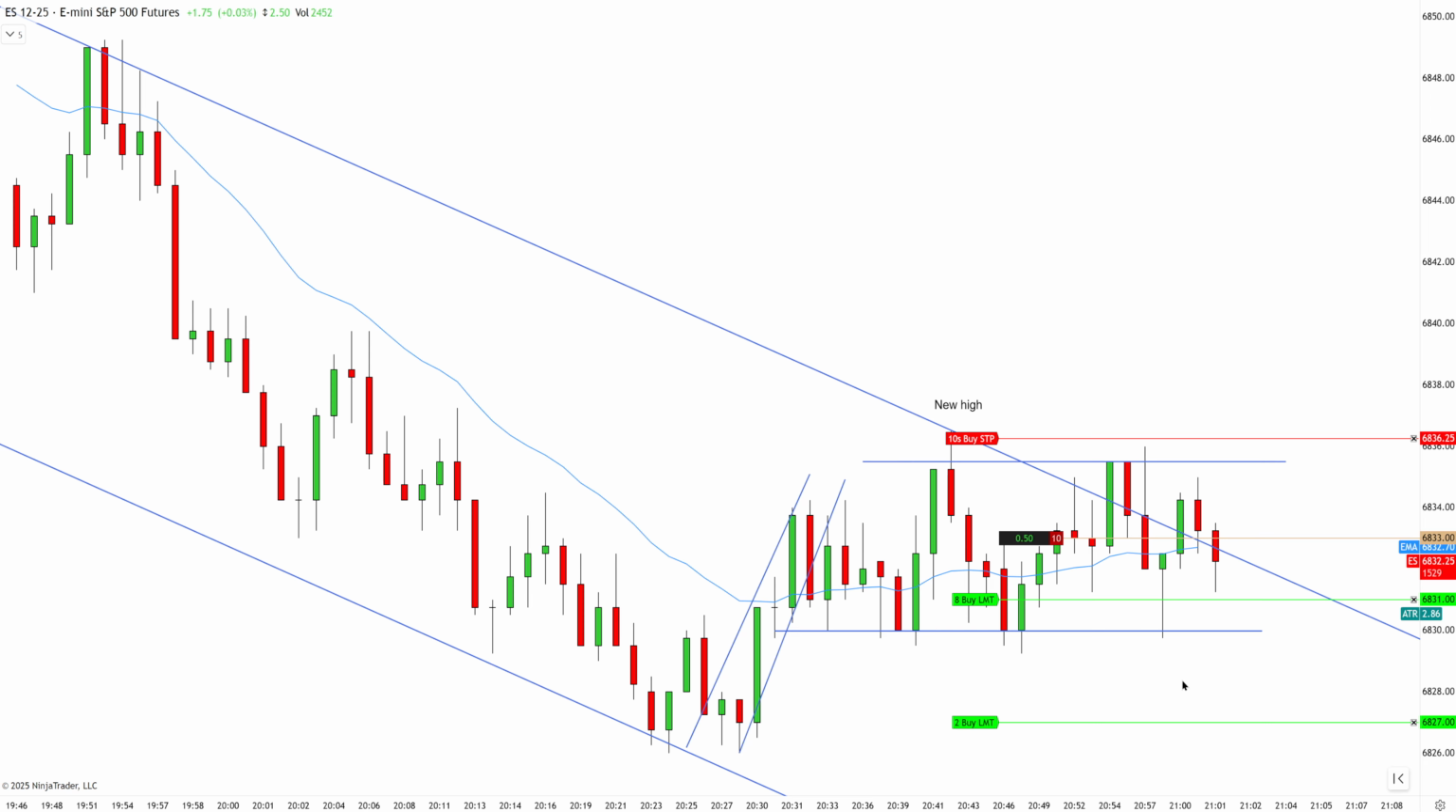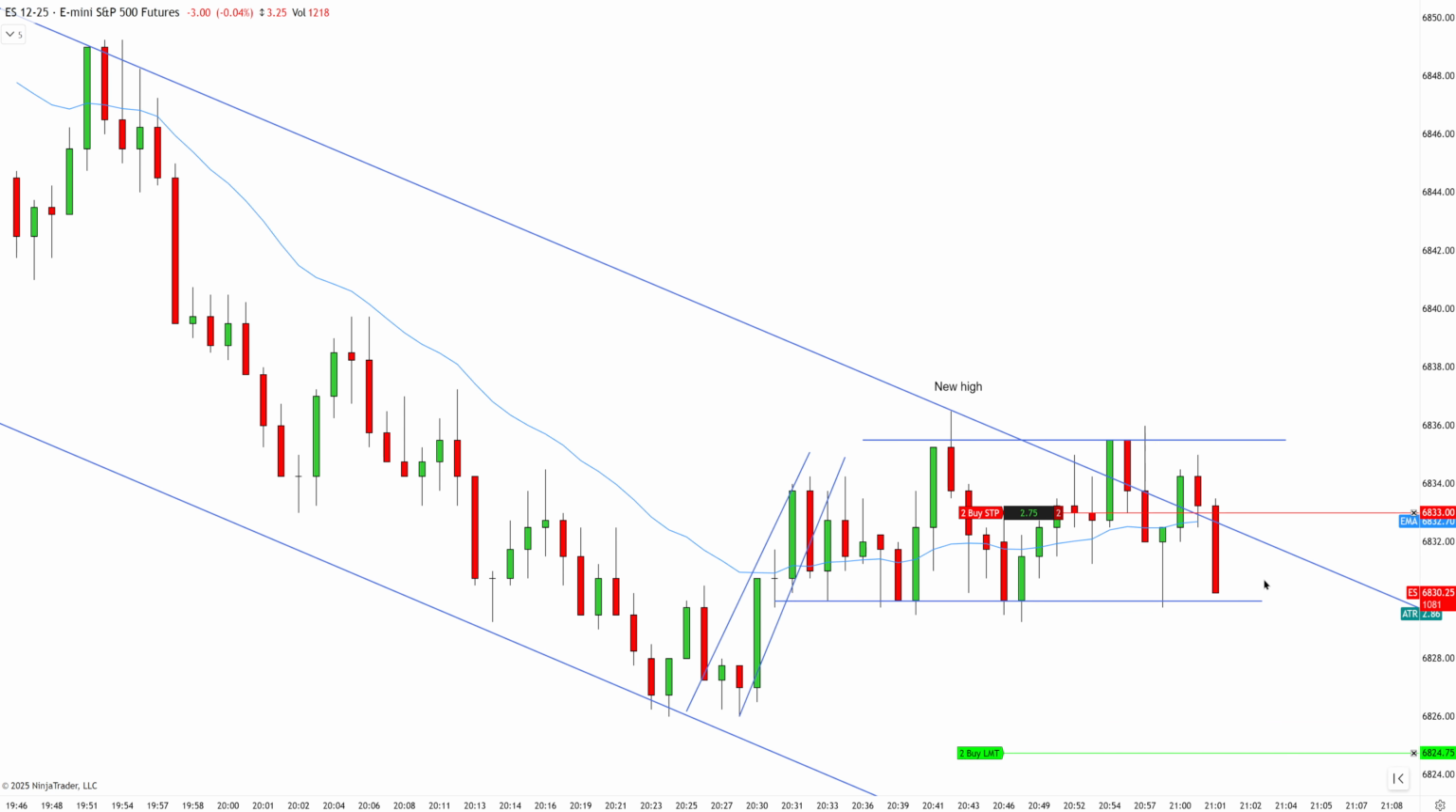Okay, we need one more tick. Oof, we were close. Come on, a few more ticks. Okay, so we got the scalp. And I'm going to tighten the runner to break even.